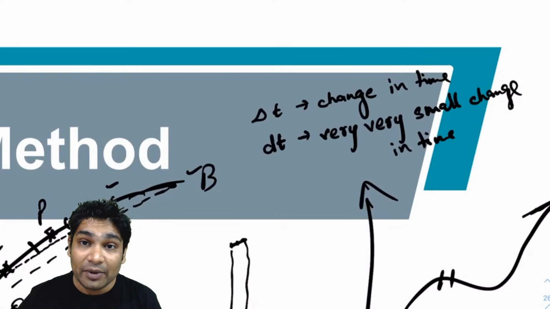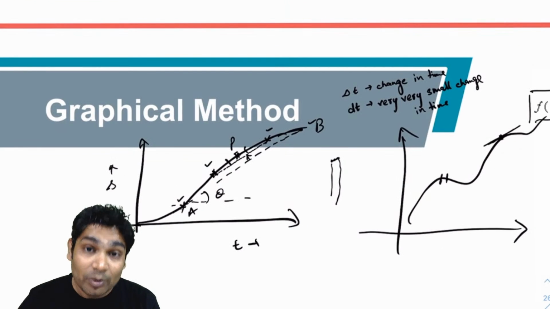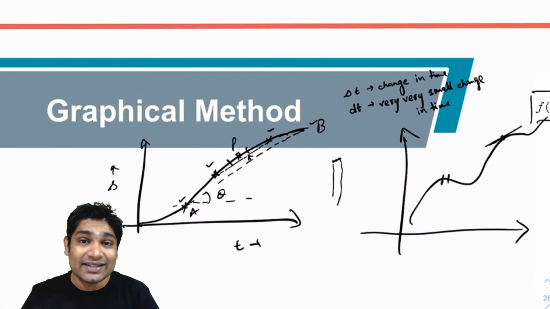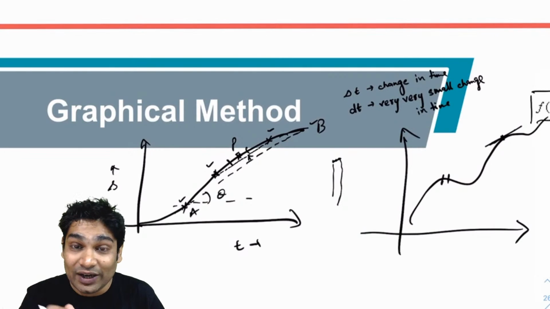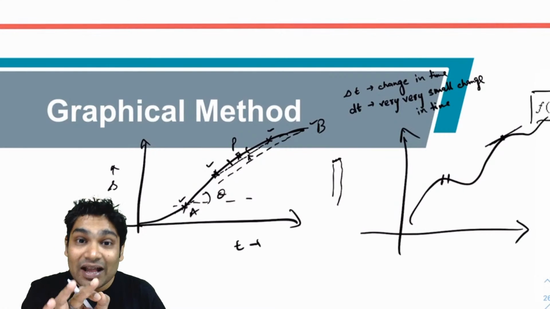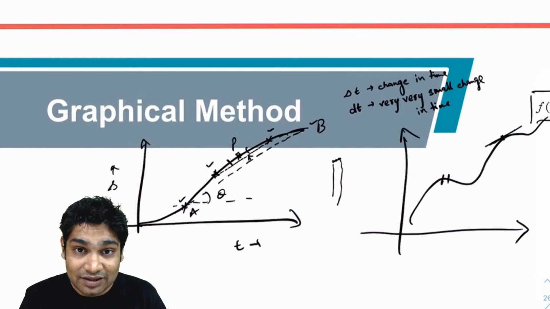So that is what we are aiming for. That is what we are aiming for when we are trying to find out the instantaneous velocity. Because what is instantaneous velocity? Suppose somebody asks you what is the instantaneous velocity at t equals 2. It means that at t equals 2, how rapidly is your displacement changing if time changes.